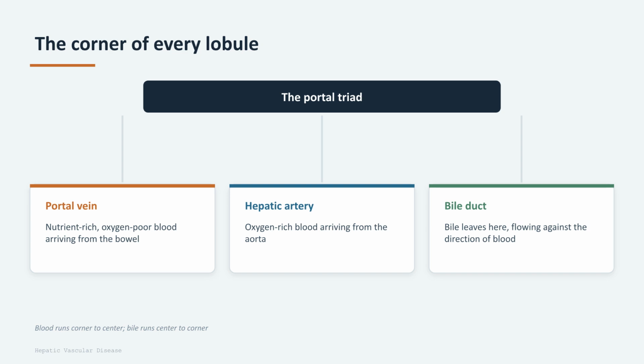The liver is built from lobules, small repeating units. At every corner of every lobule sits the portal triad. 3 structures traveling together. Follow the first branch, the portal vein, nutrient-rich but oxygen-poor blood arriving from the bowel. The second branch, the hepatic artery, oxygen-rich blood arriving from the aorta. And the third branch, the bile duct. Here is the detail worth keeping. Blood flows from the corner toward the center. Bile flows the other way, from the center out to the duct at the corner. 2 directions of traffic in one small space.